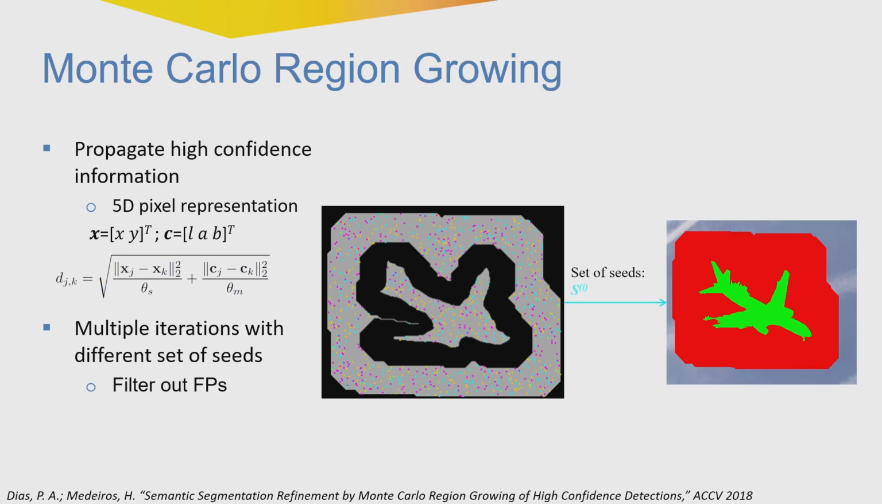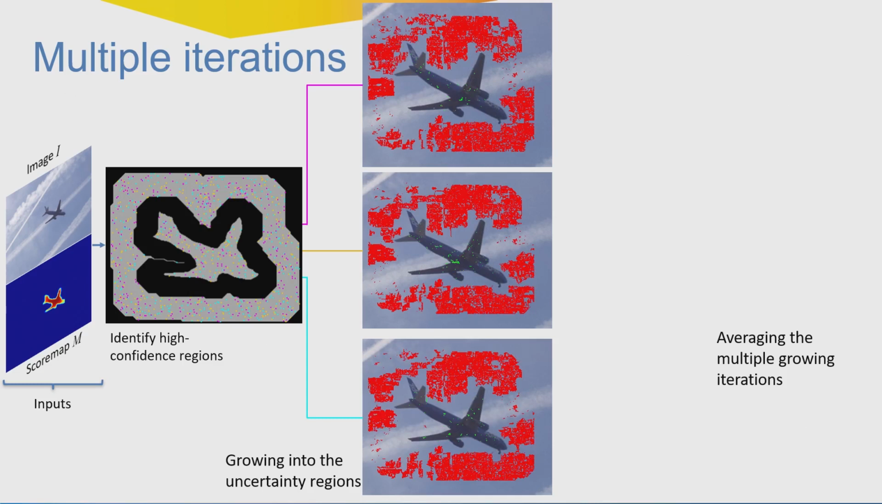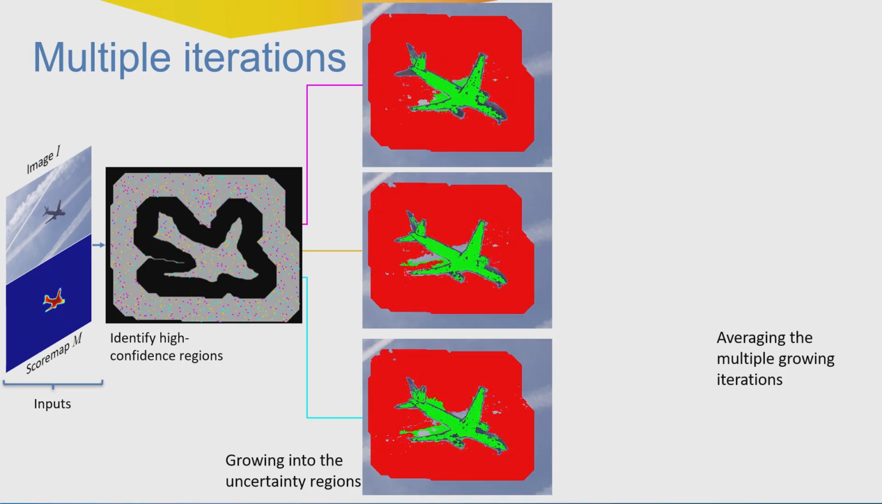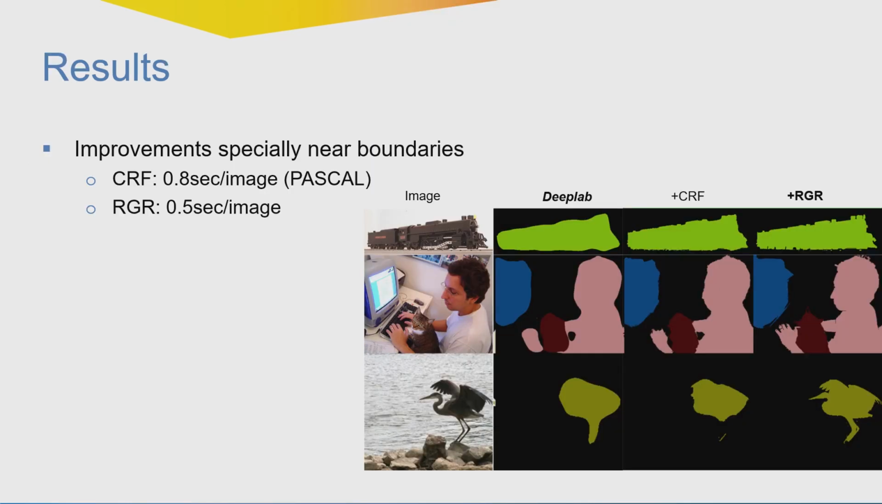And that's where our Monte Carlo strategy comes into place, with multiple iterations in which we sample different sets of seeds, as the ones illustrated in different colors, and grow for each of them. Then what's going to happen is that the small false positives will show up once or twice, but if you average over multiple iterations, you can get rid of them. So you can recover some pretty good masks from coarse inputs. This is the basic idea of the algorithm.